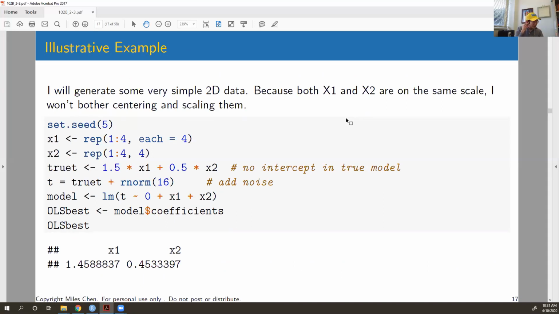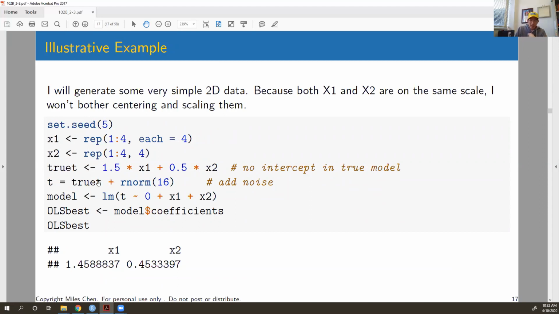All right, and so here's just a silly example, okay? But I'm going to try to use this to illustrate how changing the loss function will affect our coefficient estimates, okay? So here I make x1 and x2, and these are just the numbers 1 through 4. And because both of these are on the same scale, like they're both the values 1 through 4, I'm not going to bother centering and scaling them, because they already have the same center and the same scale. But in general, if you have different units of measure and different variables, you should center and scale them, okay?